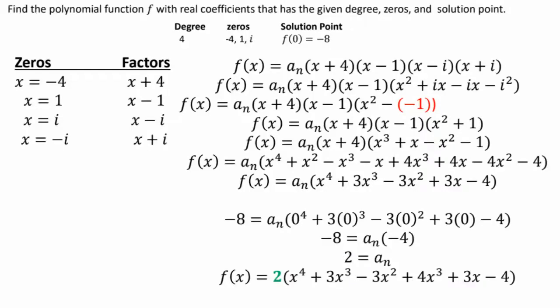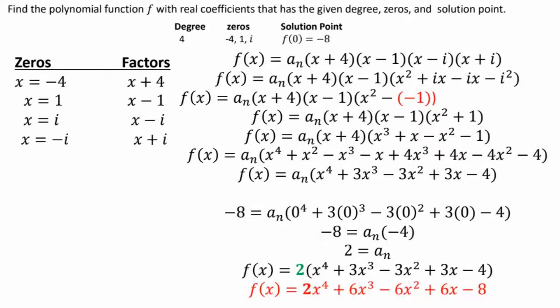So I can plug that back in. But now I need to simplify. So I'm going to multiply by 2 into the parentheses. And so this polynomial function is going to be 2x to the 4th plus 6x cubed minus 6x squared plus 6x minus 8. Okay, so this is going to be our final answer down here. So if you were to find the zeros for this function, then you're going to end up with these zeros here. Any questions on that one?